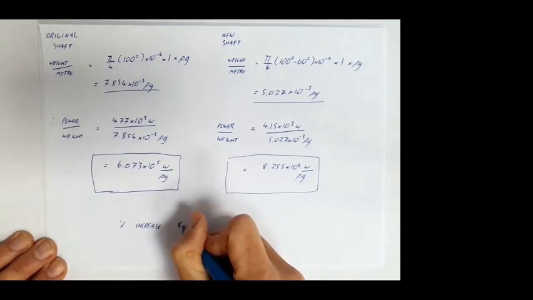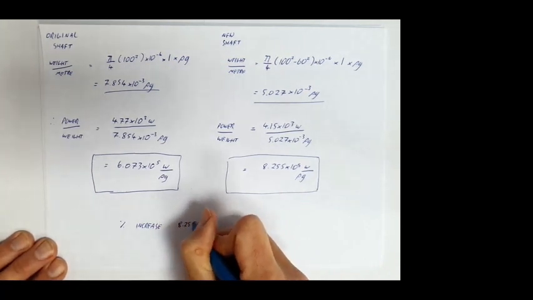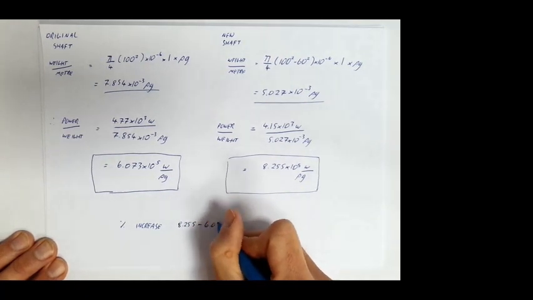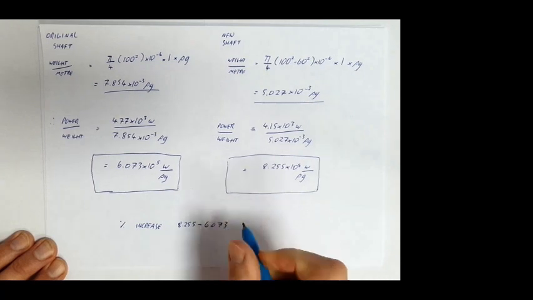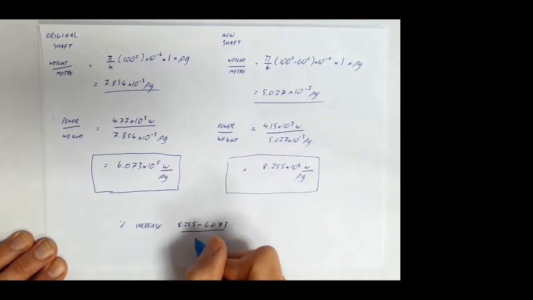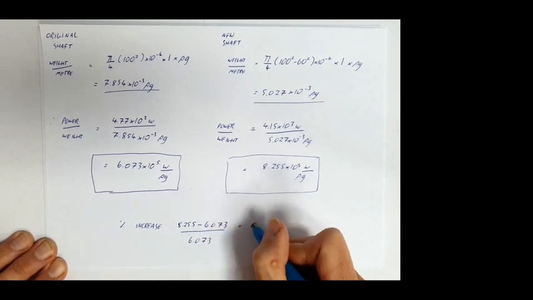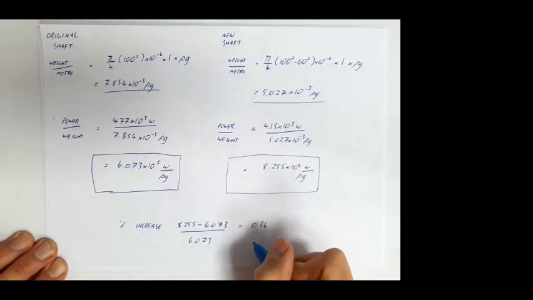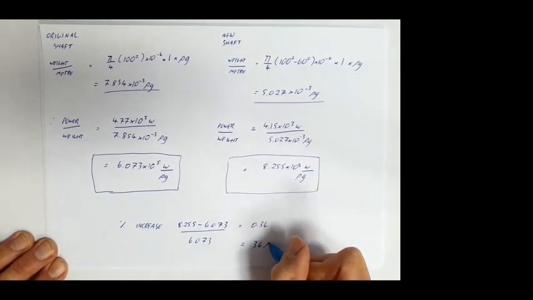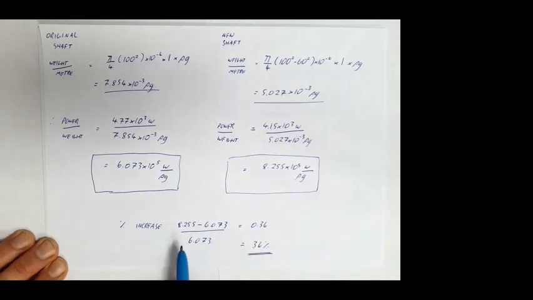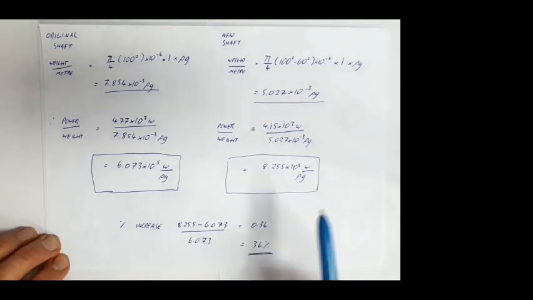So that's 8.255 minus 6.073, divided by 6.073, which is 0.36 or 36%. Okay, so the power to weight ratio is increased by 36% by doing this.